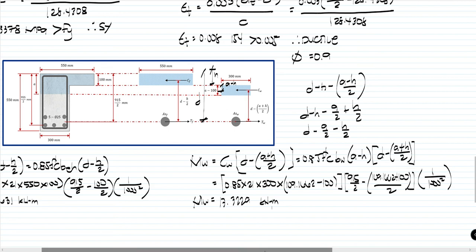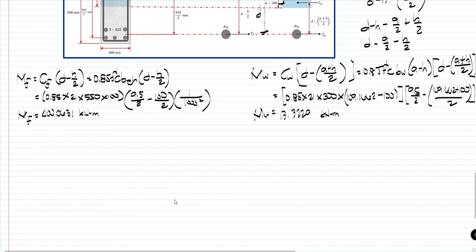So, to have the total nominal moment capacity ng beam natin or yung irregular shape na beam, so we have here Mn is equal to the value of the flange section or the moment of the flange section plus the moment of our web section. So, adding those two values, we have here Mn is equal to 417.386. So, that will be in kilonewton meter.